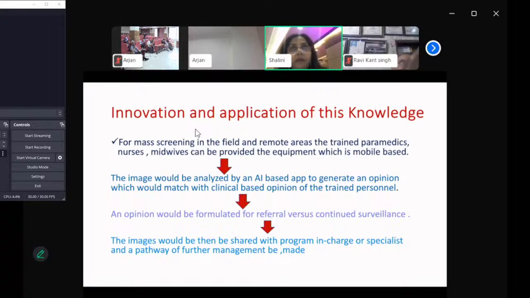Now, if you look at the publication of our PM Modi with Bill Gates, he had stressed AI-based technologies. So the image would be analyzed by an AI-based app to generate an opinion. An opinion would be formed, and it would be a normal report, or suspicious, or needs referral. An opinion would be formulated for referral versus continued surveillance. The images would then be shared with the program in charge or the specialist, and a pathway of further management would be made.